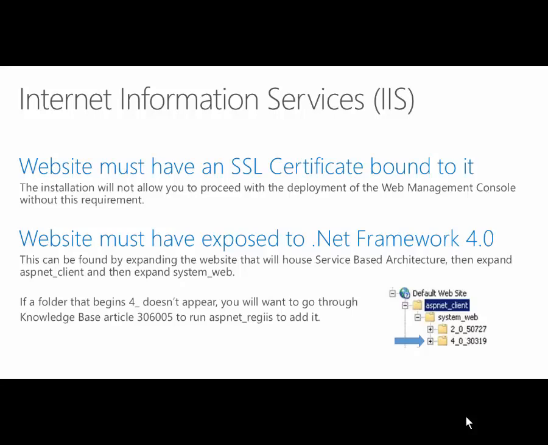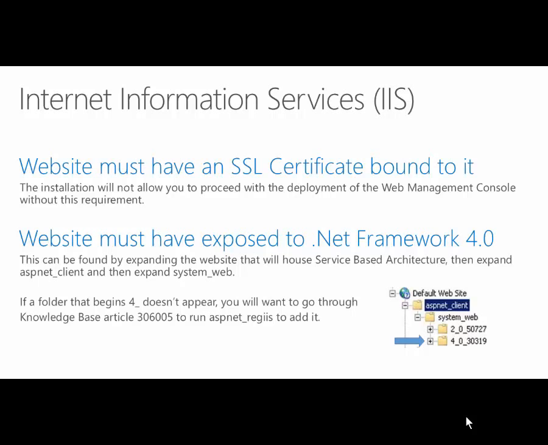Now, if you don't see it and you know that ASP.NET is deployed, you can run through Knowledge Base Article 306005, and you basically browse out to the .NET Framework 4 folder, and you run aspnet_regiis -i, and that will install it for you. Some operating systems don't allow you to run aspnet_regiis, and if you're one of those, it'll tell you in your command prompt that you can't. You just have to make sure you uninstall and add back the .NET Framework component, and that should take care of it for you.